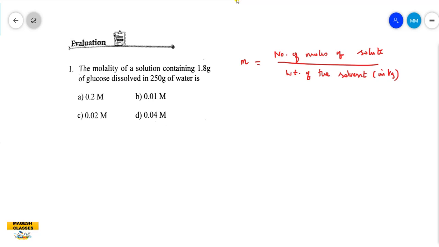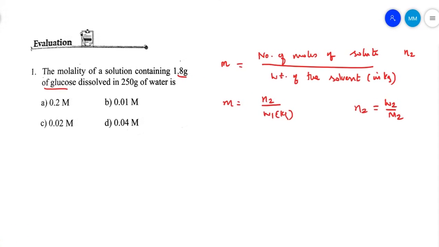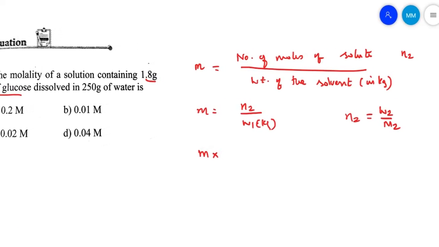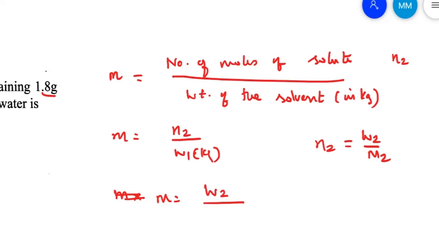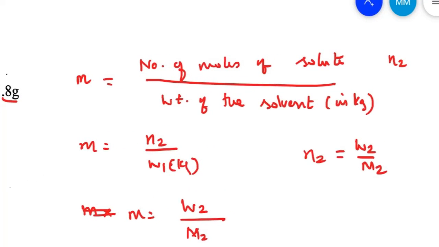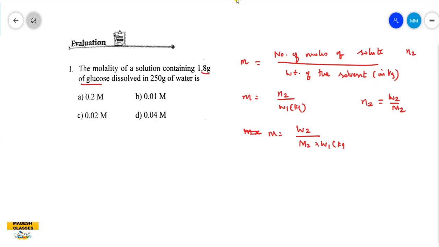In this problem, it is given that 1.8 gram of the glucose is the solute. So it is the number of moles of the solute. Mathematically, it is n2 divided by W1 in kg. n2 is the number of moles of the solute, which is W2 by M2. By substituting, the molality is equal to W2, the weight of the solute, divided by M2, which is n2, and the weight of the solvent is W1 in kg. So this is the basic equation you have to know.